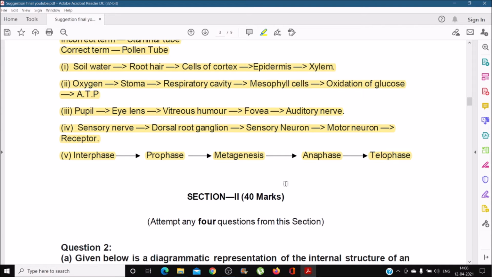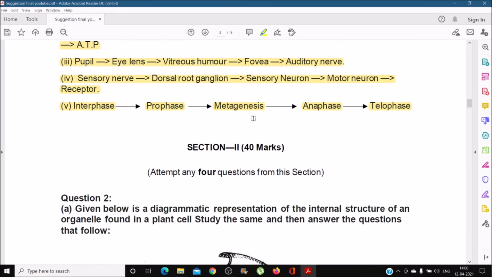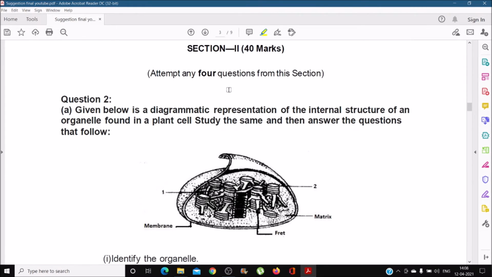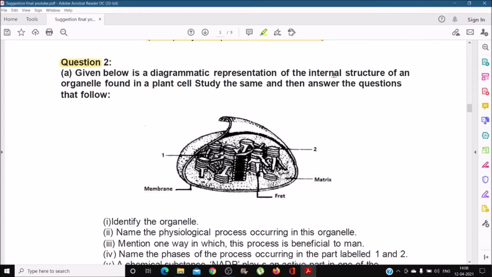So this is section 1 that you have to answer. Now section 2, 40 marks. Attempt any 4 questions. Question number 2. Given below is the diagrammatic representation of the internal structure of an organelle found in a plant cell. Study the same and then answer the questions that follow.